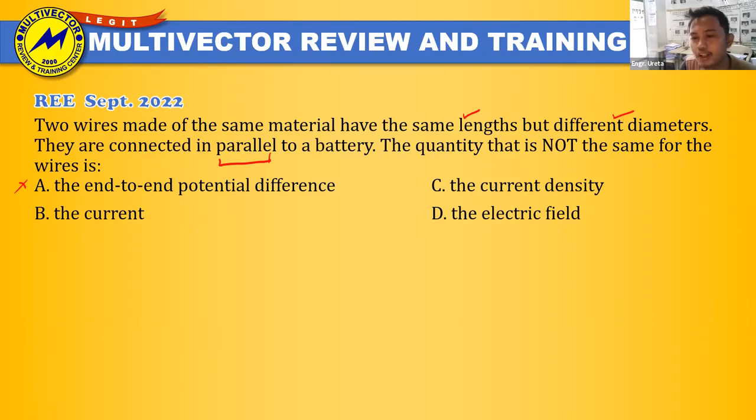So the answer is, the quantity that is not the same for the wires is of course the current. Letter A is not the answer, since in parallel it is equal. So problem number 6, letter B, current. The current is different when the resistance is different across each branch of our parallel circuit. So letter B. Next.